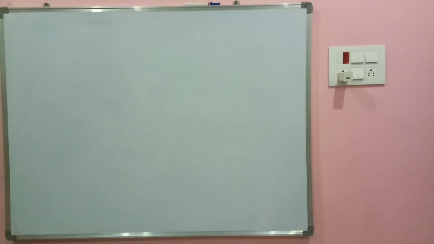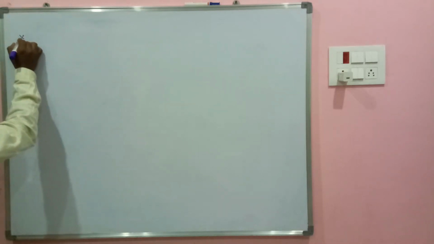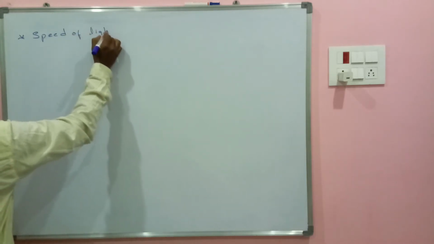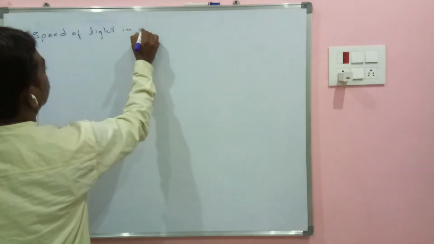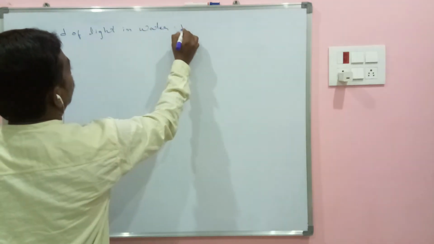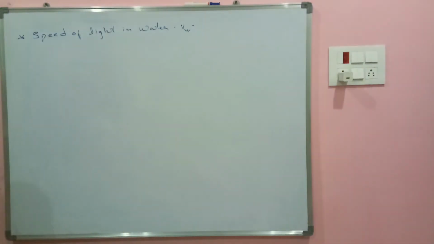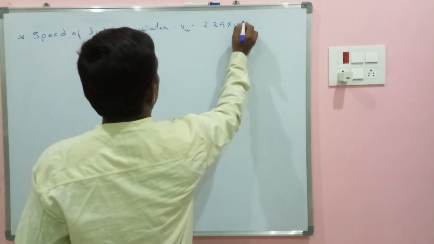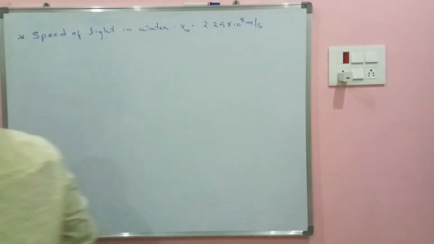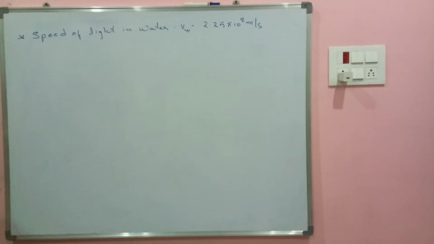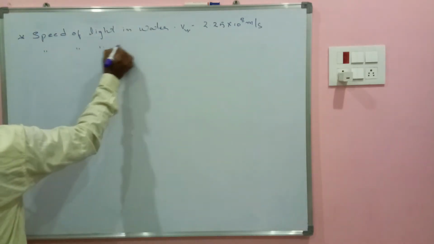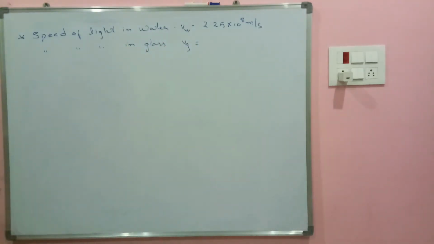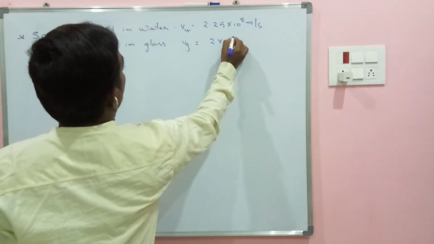So problem number 1 is, write down speed of light in water, Vw, is 2.25 into 10 to the power of 8 meters per second, and the speed of light in glass, written as Vg, is equal to 2 into 10 to the power of 8 meters per second.